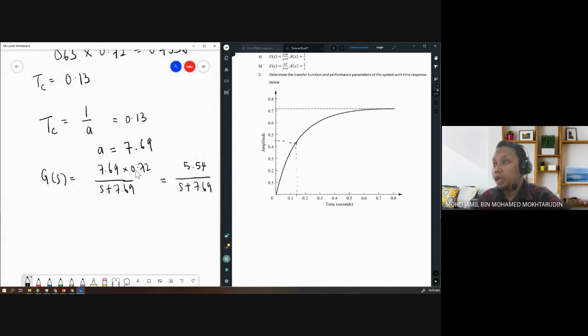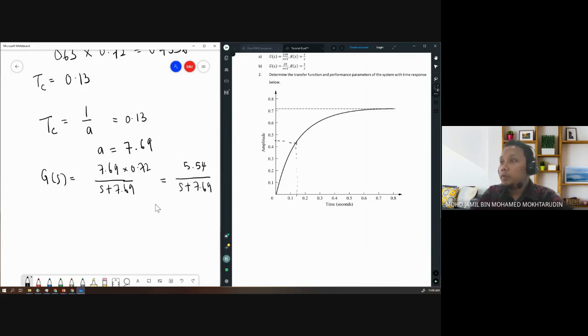Okay, so it is scaled down. So if you don't multiply, you assume that the steady state value equals 1. But now the steady state value is 0.72. So you must multiply with 0.72 on G(s). Okay.